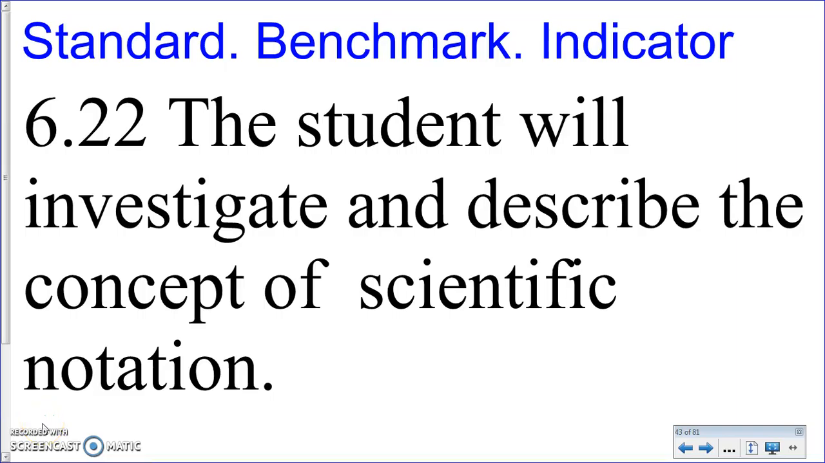Today we are going to review scientific notation. Please copy down the standard benchmark indicator on a clean page in your math notebook. The student will investigate and describe the concept of scientific notation.